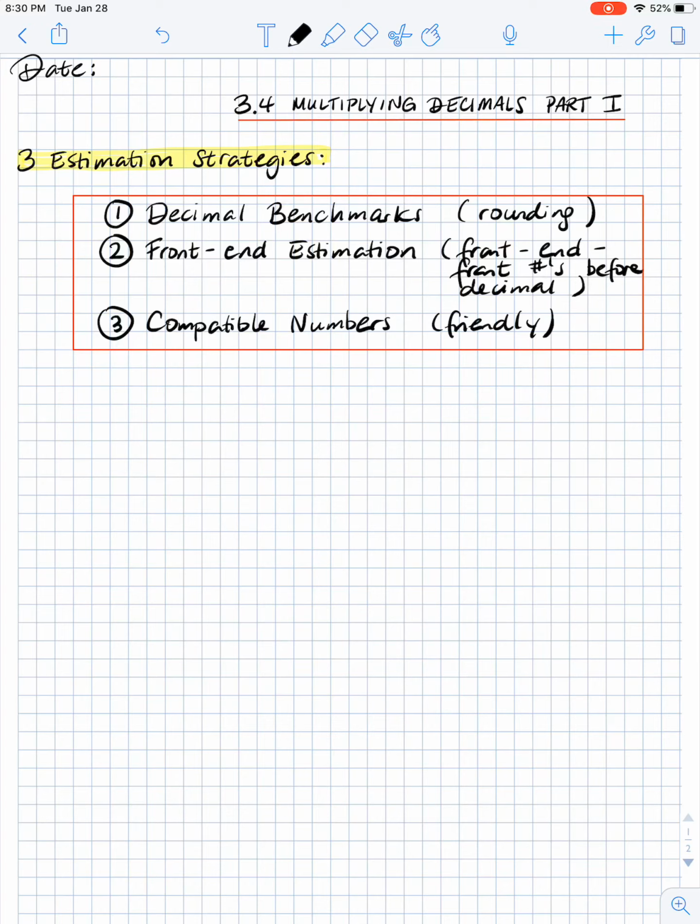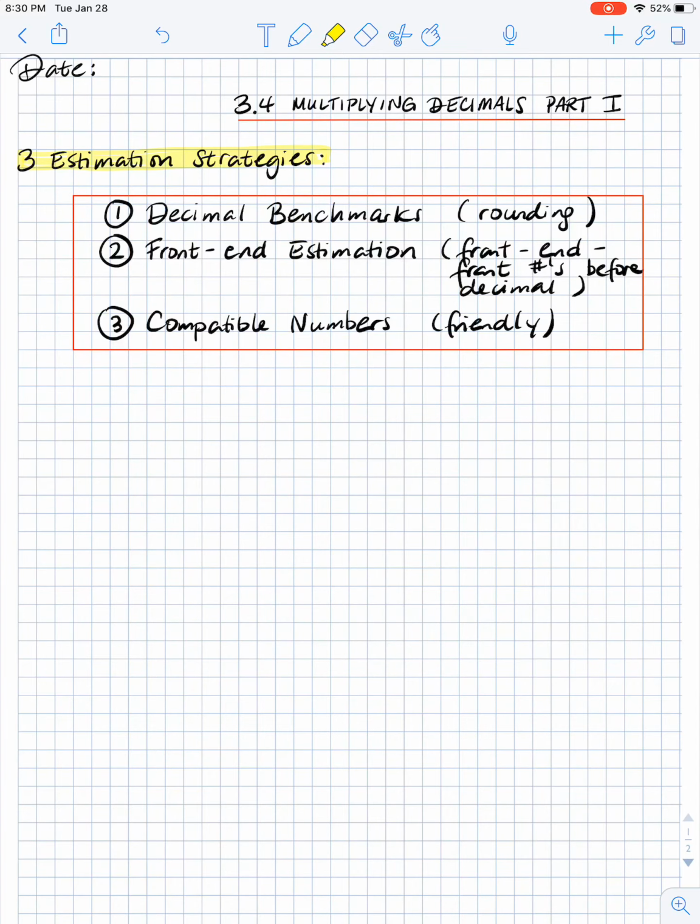So again, you need today's date, the title, and then make sure you jot down the 3 estimation strategies that were mentioned last lesson. So I'm going to continue. This lesson 3.4 continues on from the previous lesson where we estimated products and quotients. We didn't actually do the calculations, and this lesson we will, but we're going to focus on why we still estimate before we actually calculate the products when multiplying decimal numbers.